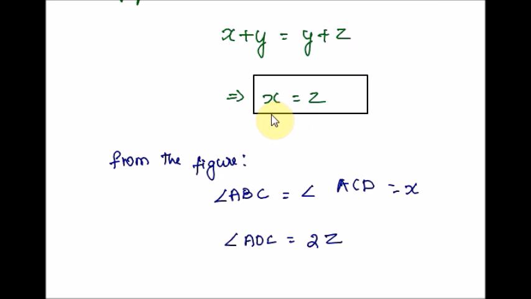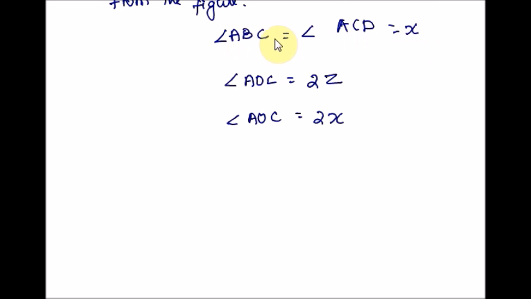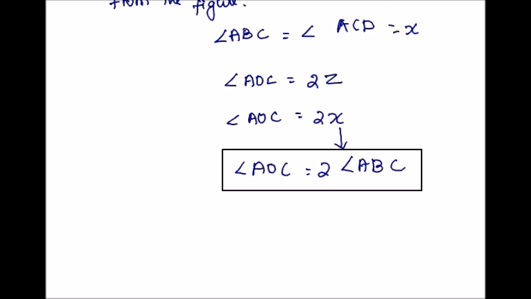We know that X is equal to Z, so AOC will be 2 times X. X is equal to angle ABC. Hence the theorem: the alternate segment angle is the angle made in the other segment from a chord. That's it for this theorem. This is one important theorem. Now let us see the next theorem on segments of a circle. That is going to talk about angles in the same segment being equal.